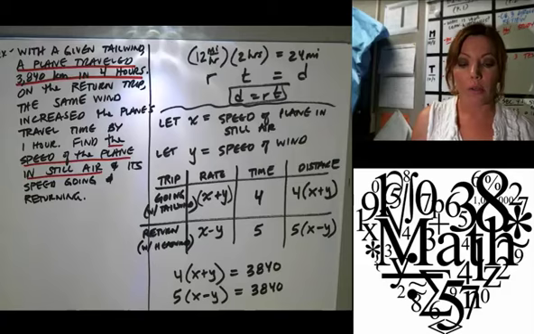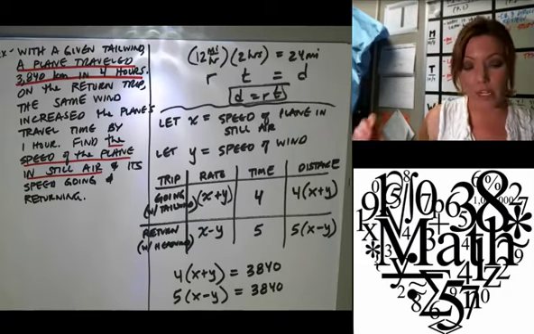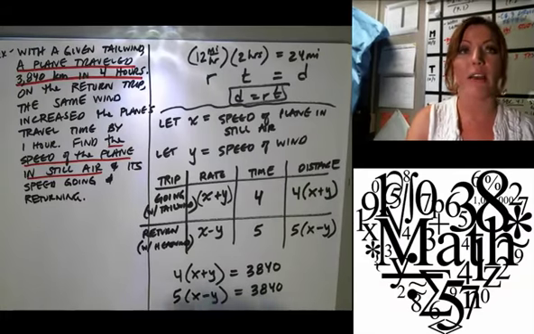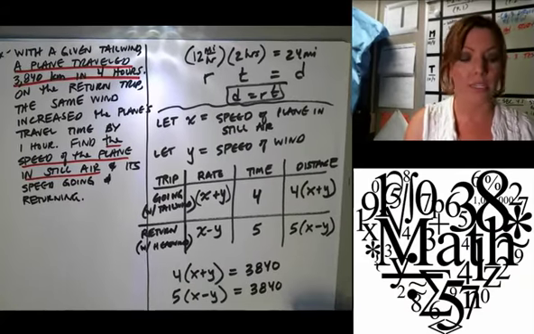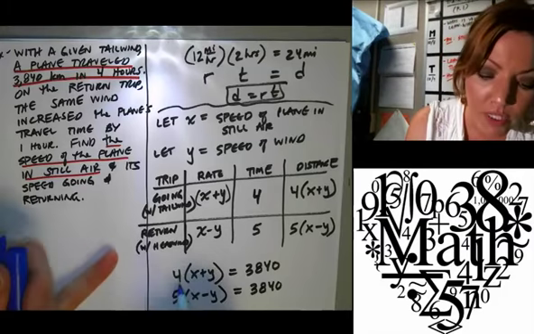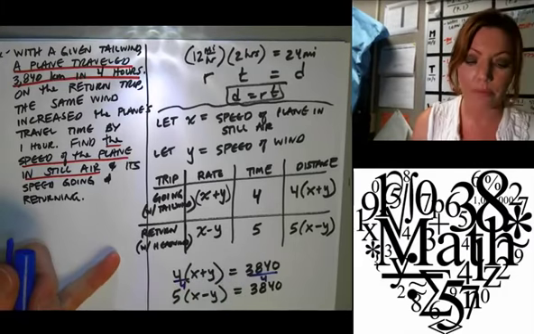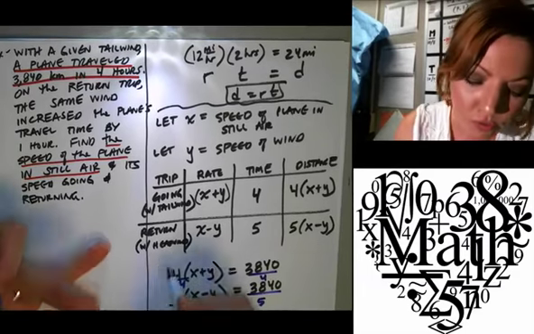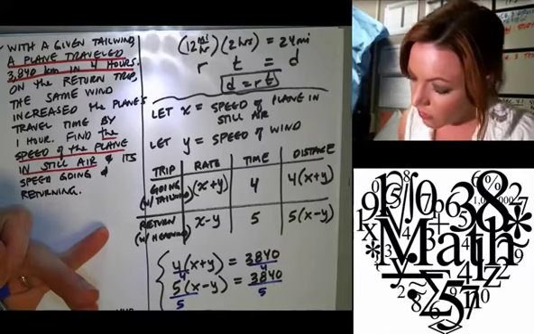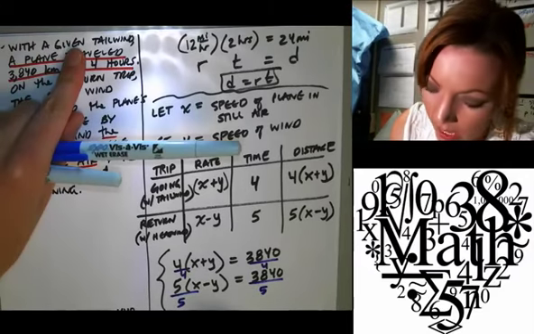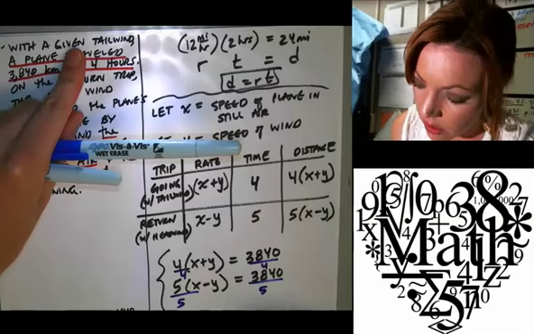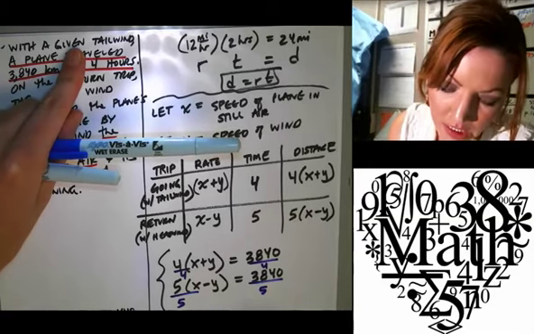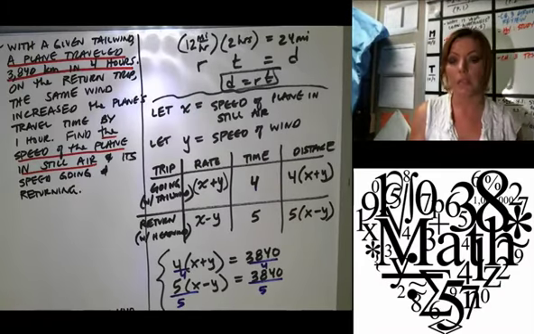Now, if you wanted to go through and actually multiply those through, you could. But we can also divide the 4 out in the top one and divide the 5 out in the bottom one. I think that would be a little bit easier to do. So let's go ahead and do that. If we divide by 4 on that one, divide by 5, then we have a much easier system to solve. So the top one becomes x plus y equals 960, and the bottom is x minus y equals 768. And now we have a really easy system to solve.